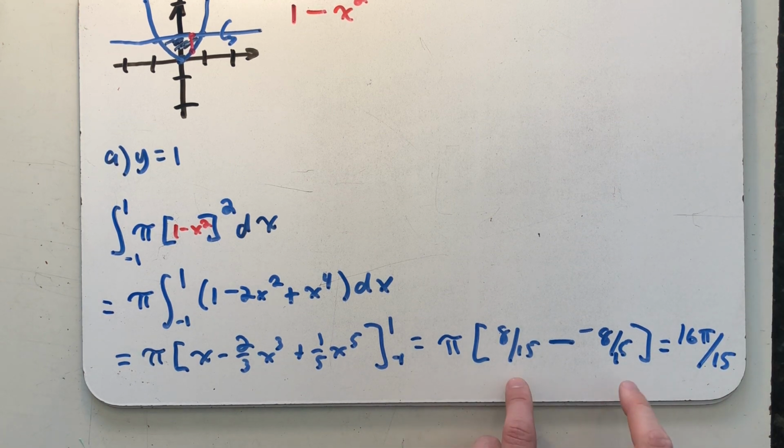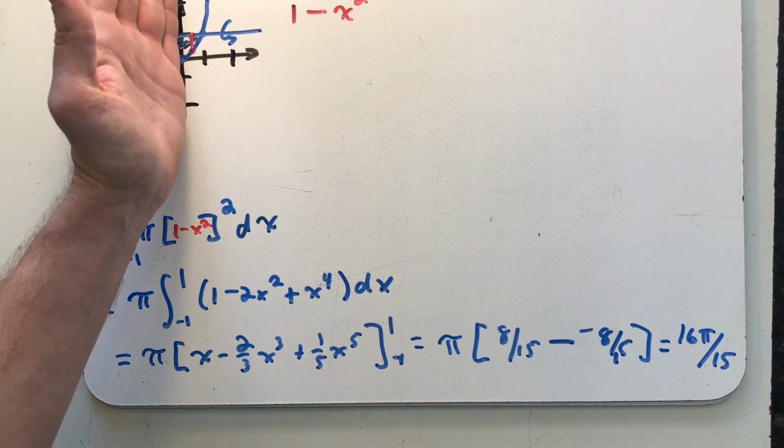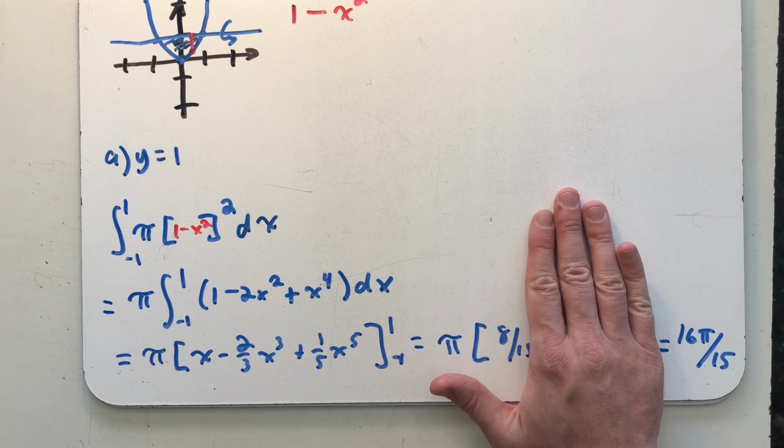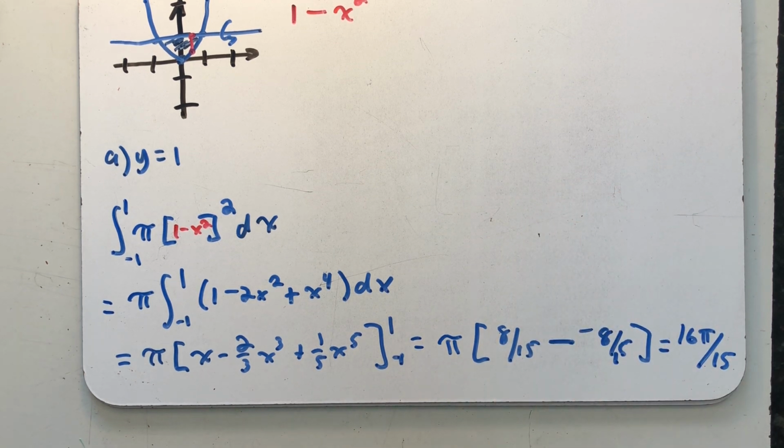And now, having seen this, I realize, or remember, I also could have just found half the volume, integrate from 0 to 1, and then double it. That would have just given me a 2 pi times 8/15. So either way would work, but we have found the volume requested in part A.